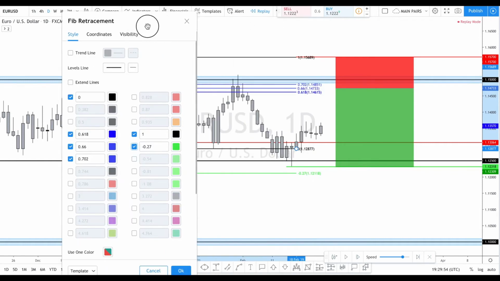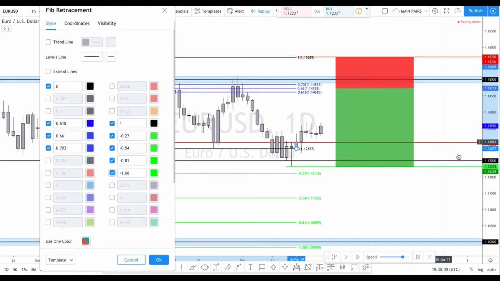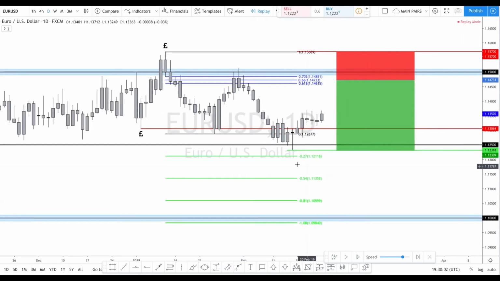So now I've got different targets: minus 0.27, minus 0.54, 0.81, and 1.08. So that's my reverse target. So that's just basic standard targets: 1, 2, 3, 4. It's just, like I said, price moves in ranges. So it's just a range expansion of each level.